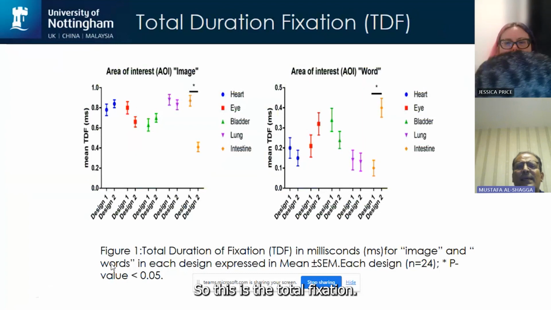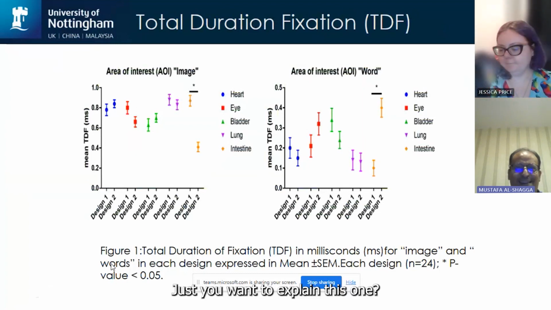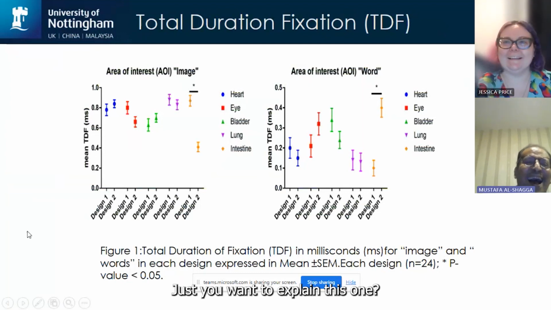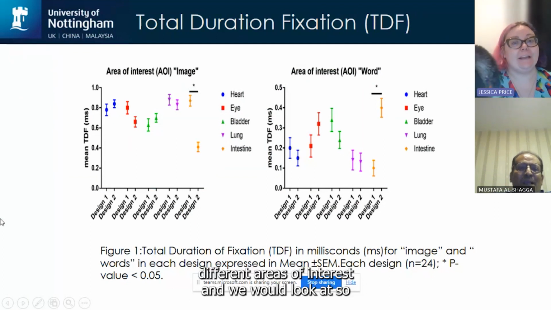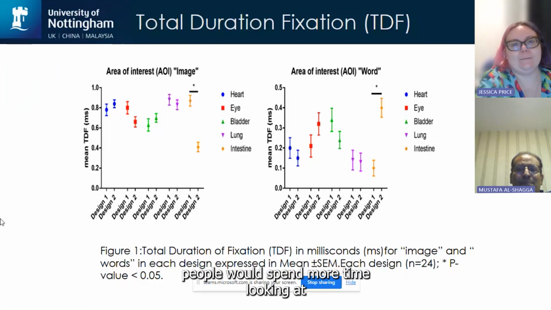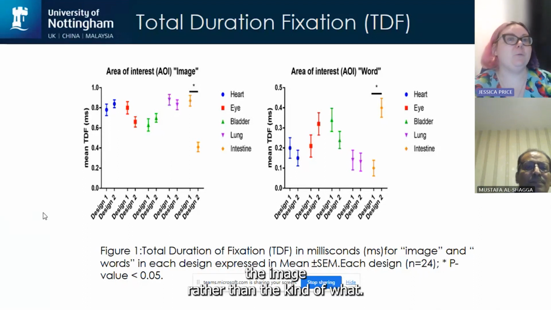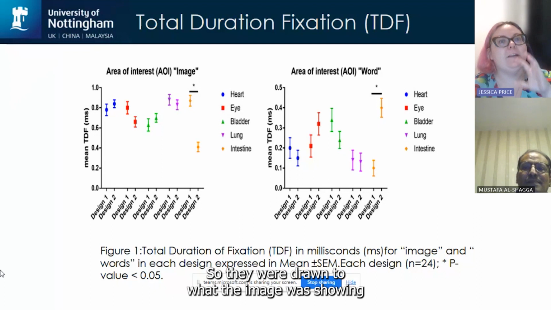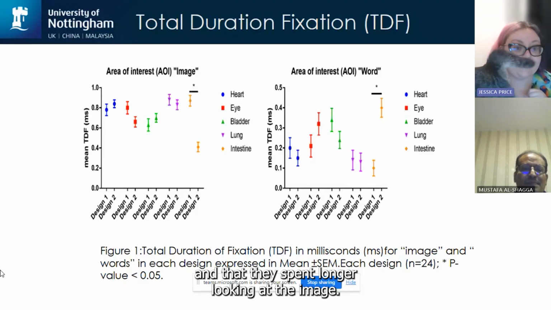So this is the total fixation. Do you want to explain this one? Yes. So we identified different areas of interest, and we looked at them. People spent more time looking at the image rather than the word. So they were drawn to what the image was showing, and they spent longer looking at the image.